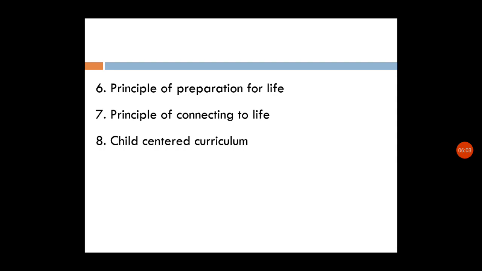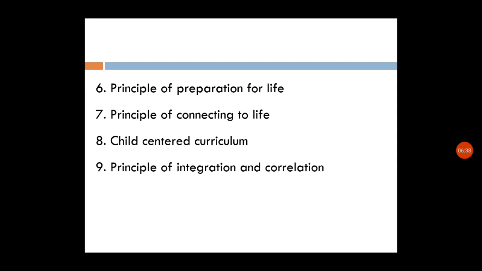Next is child-centered curriculum, like we already discussed in the education definition and meaning. Nowadays, the curriculum which we are planning and implementing will be a child-centered curriculum rather than a teacher-centered or subject-centered curriculum. So we have to give importance to the child, as the center of the education system. What are the needs and what is the level of the student? According to that, we have to provide the curriculum or the subjects. That is a child-centered curriculum.